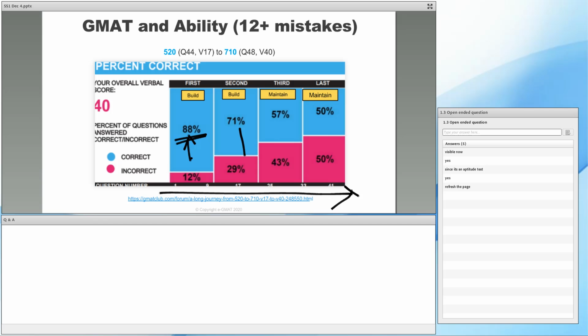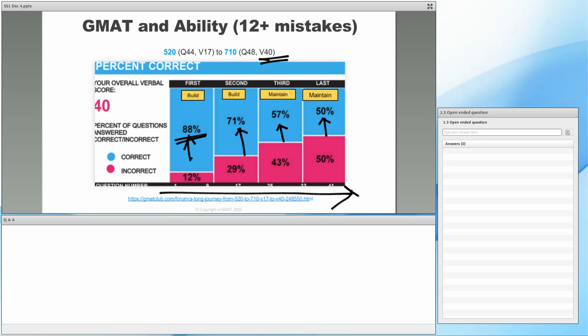Then in the second block, he got a few more challenging questions. He still got most of them correct. Now in the third block, he mostly got difficult questions. And despite the fact that he got half of those questions wrong, because those mistakes were made on hard questions, he was still able to get to a V40, which is 91st percentile on GMAT verbal.